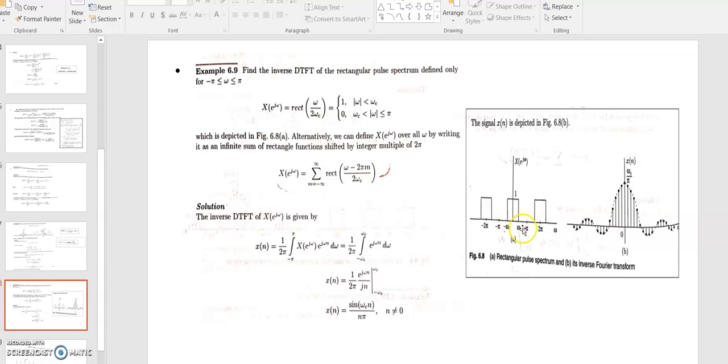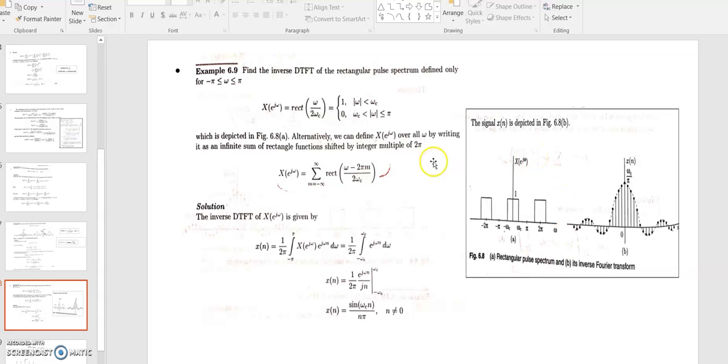and this square wave is repeating after every 2 pi interval. Why is it repeating at a 2 pi interval? Because it is a discrete time Fourier transform. It is given that it is a discrete time Fourier transform, as you have to calculate the IDTFT of this function. So it is the discrete time Fourier transform of some function, and this waveform will repeat after every 2 pi interval. It will extend up to infinity on this side and minus infinity on this side. So you have to calculate the IDTFT of this function.